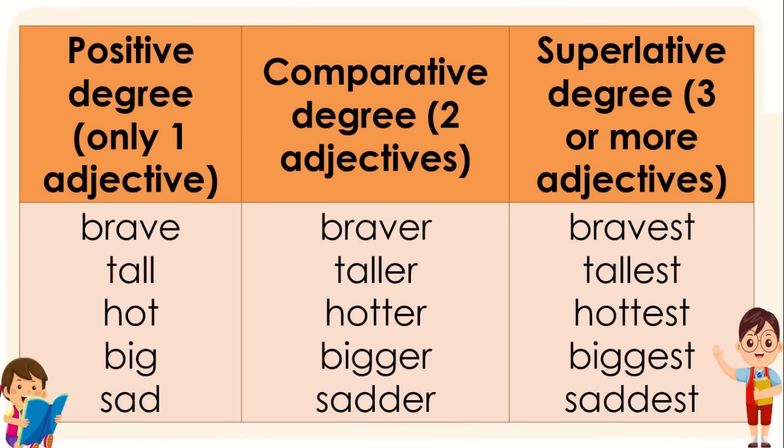Another set of examples: brave, tall, hot, big, sad. For comparative: braver, taller, hotter, bigger, sadder. For superlative: bravest, tallest, hottest, biggest, saddest.